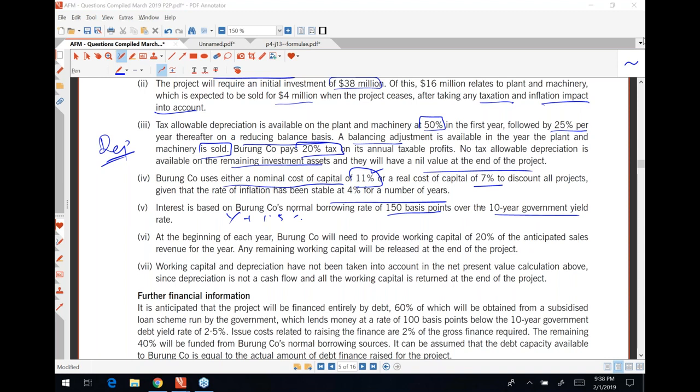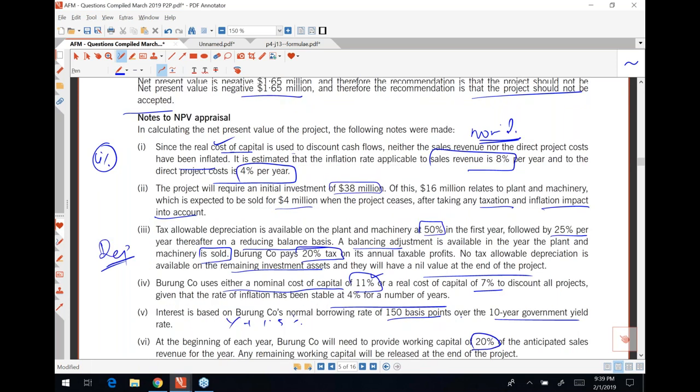Now what next is there? It says at the beginning of each year, Bureau Company will need to provide working capital of 20% of the anticipated sales revenue for the year. Any remaining will be released at the end of the project. So they haven't considered the working capital in their calculation.